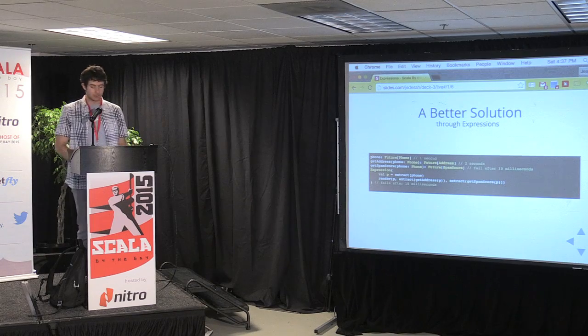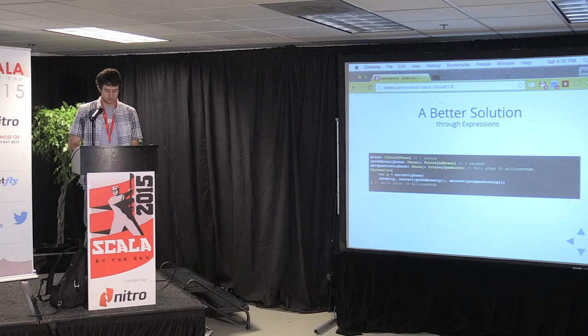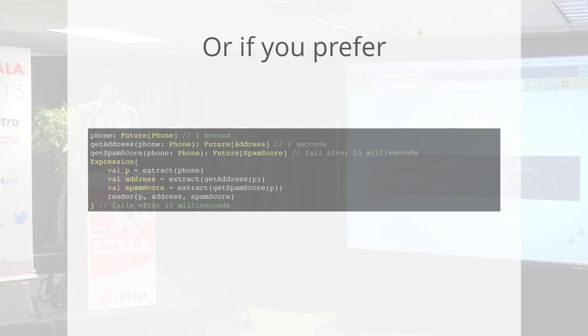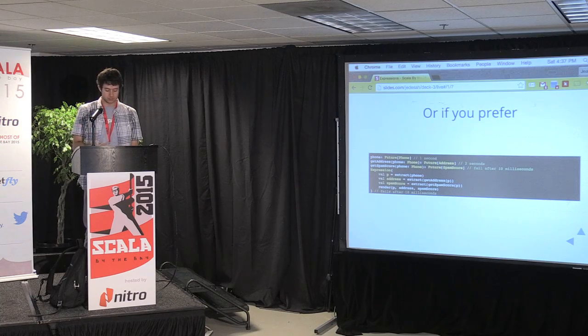So this is my motivation example, because I was trying to write this kind of code that failed fast, and I ended up using Scalaz when I was solving it at my company. But I was not super happy. I wanted something that you could use like a nice, concise for comprehension notation, but for comprehension doesn't do this. And if you prefer something that looks a little bit more like for comprehension, here you open an expression block, val p, extract, address, spam score. It looks like a for comprehension, render, and this behaves the same way except that it fails fast, which is what I was going for.